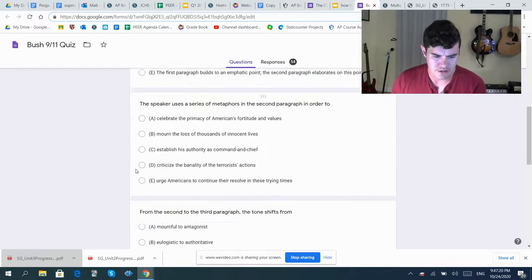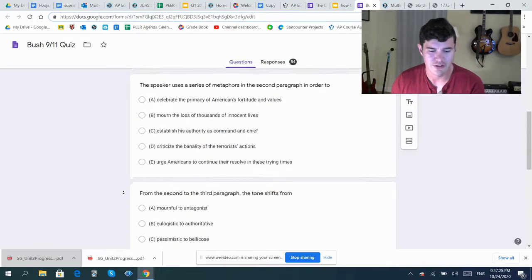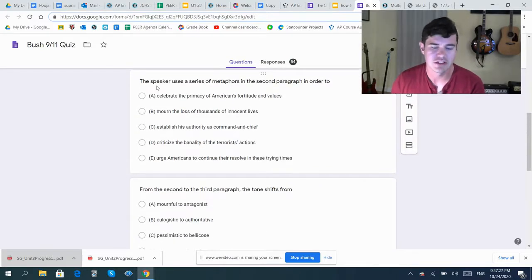All right, next one. The speaker uses a series of metaphors in the second paragraph too. When I make these questions, I just find a released multiple choice test, steal the wording, and tailor it to fit whatever text I'm making the quiz for. I'm going to keep saying this is a very common type of question. Notice how they don't give you Bush's metaphor and ask you to identify it as a metaphor.